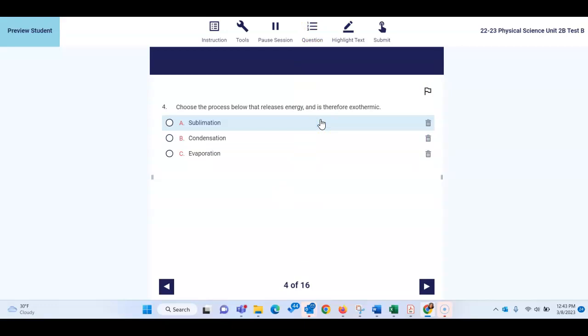Question 4. Choose the process below that releases energy and is therefore exothermic. Sublimation, condensation, evaporation.